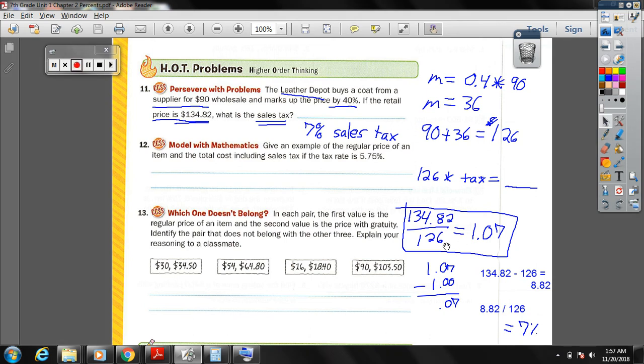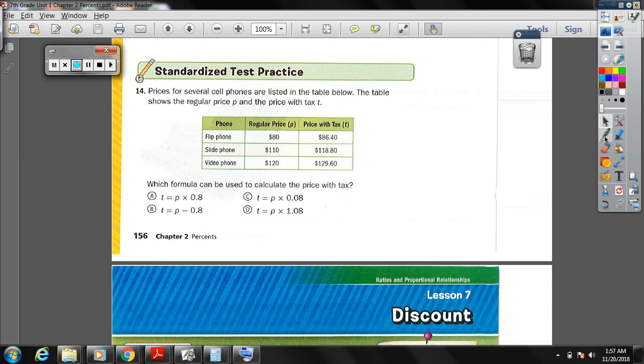And the last problem we are going to talk about is number 14. Let us talk about number 14. So for number 14, there's a lot of strategies we could use to solve this. It says prices for several cell phones are listed in the table below. The table shows the regular price P and the price with tax T. So we have the phone, the regular price, the price with tax. And notice they are represented with these variables, so we got to know the equation. Which formula can be used to calculate the price with tax?